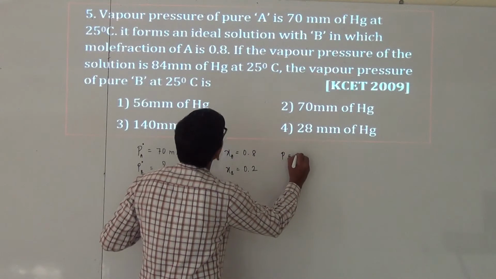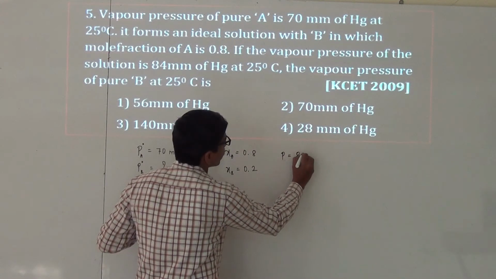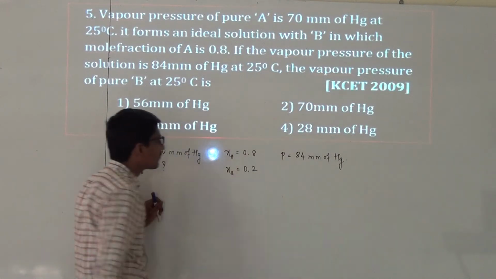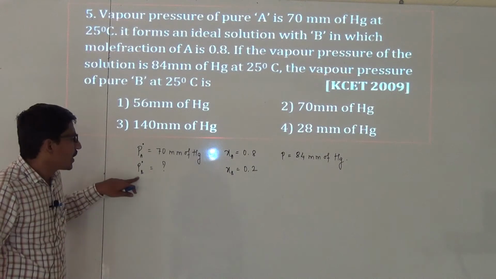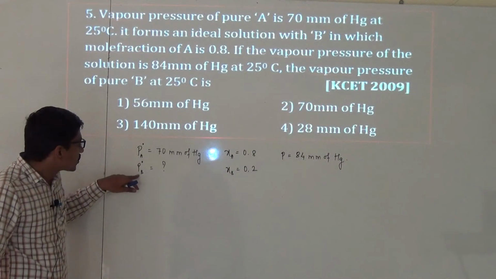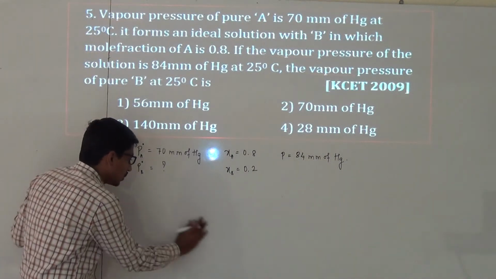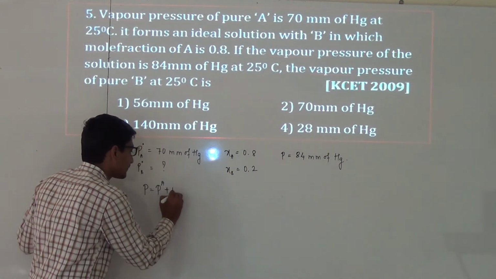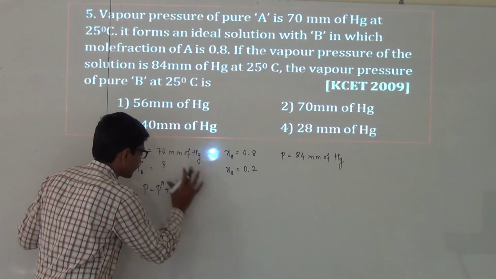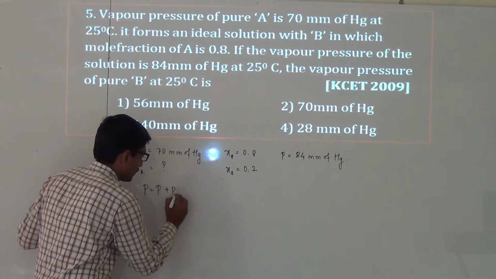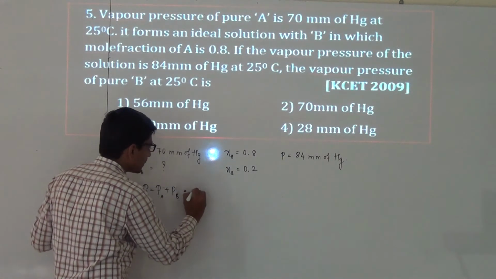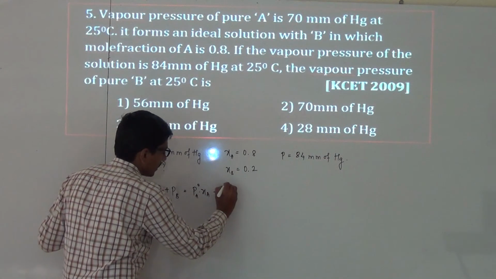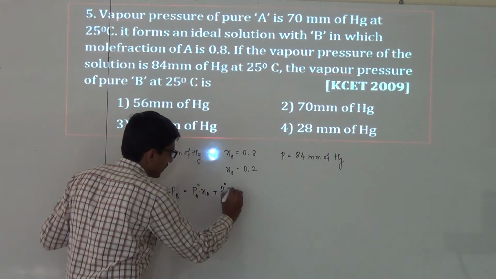Then P is equal to total pressure of the mixture, which is 84 mm of Hg. By knowing these values, we can calculate the vapor pressure of pure component B. According to Raoult's law and Dalton's law of partial pressure, total pressure is equal to PA plus PB. PA is nothing but PA naught XA, plus PB is equal to PB naught XB.